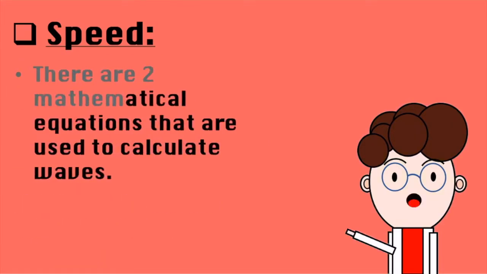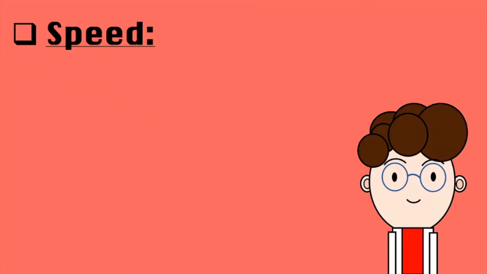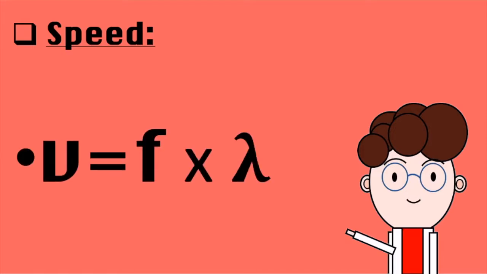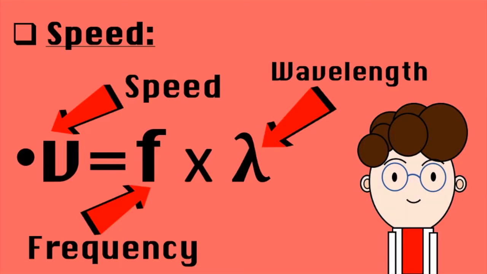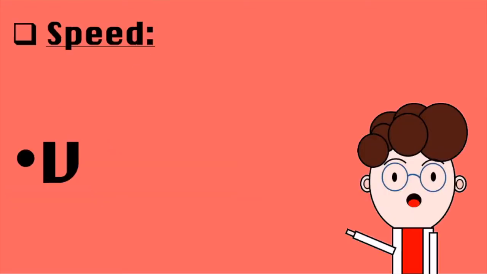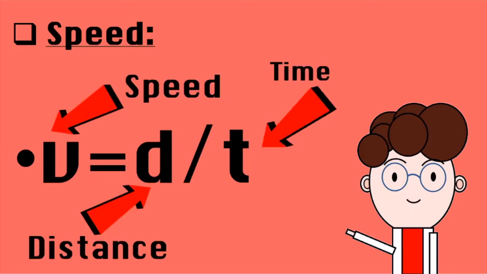There are two mathematical equations that are used to calculate waves. The speed equals the frequency times the wavelength. Speed, frequency, wavelength. Or we can calculate the speed by dividing the distance by the time. Speed, distance, time.